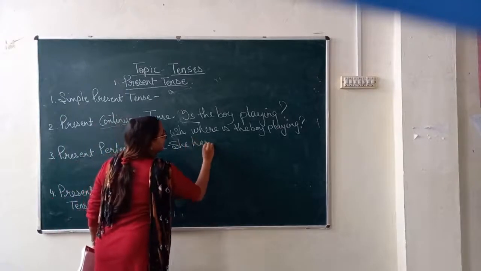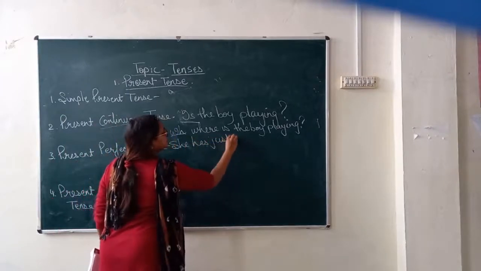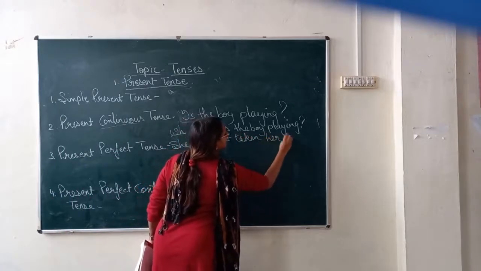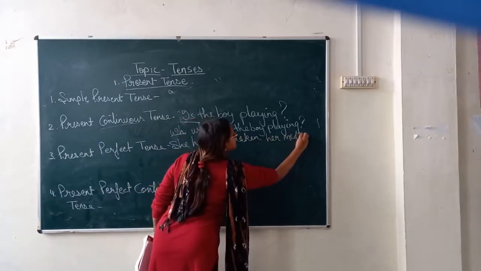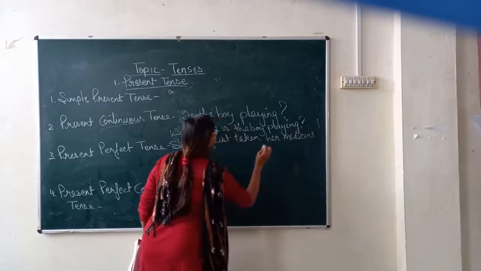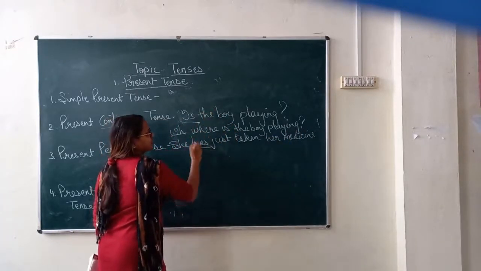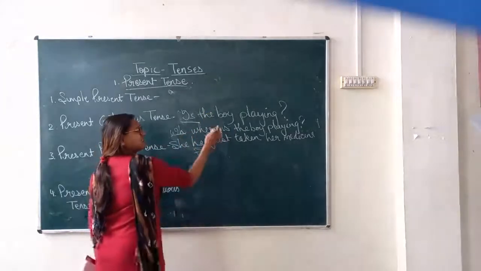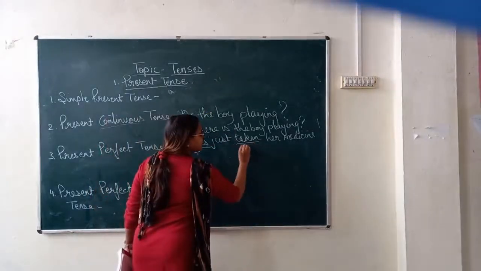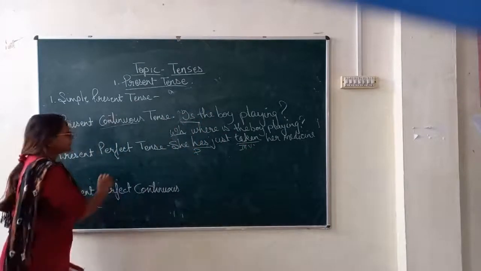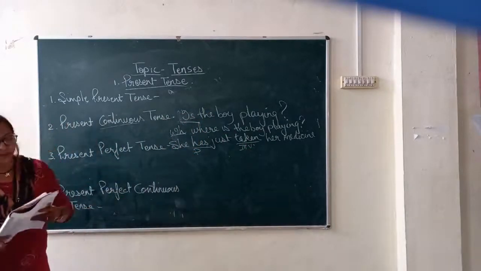She has just taken her medicine. That means the action has taken place just now. Has is showing you the present form. Just taken, this is the third form of the verb. Okay, so here, present perfect tense means the action has just taken place.